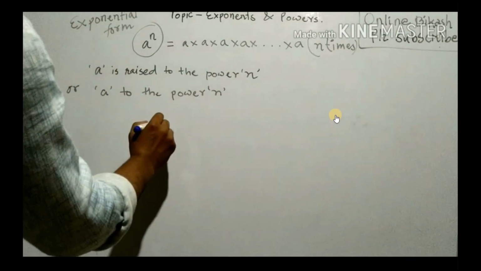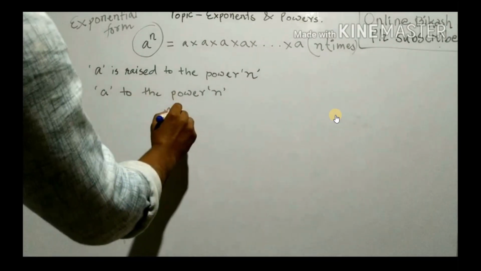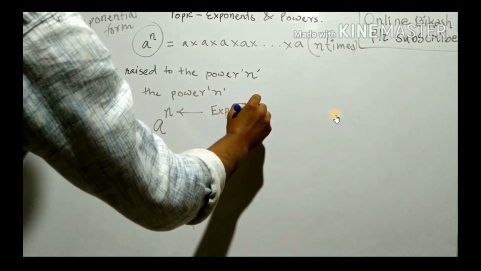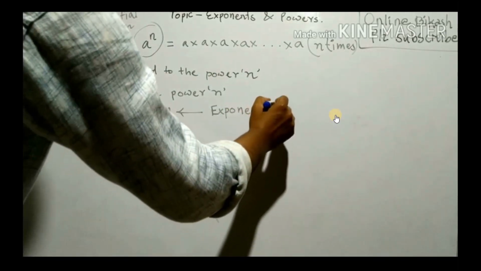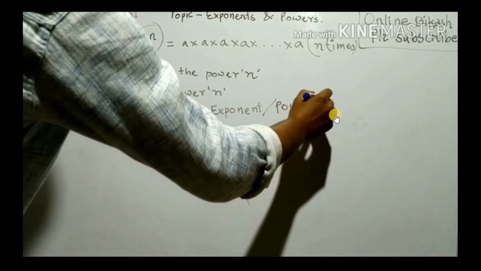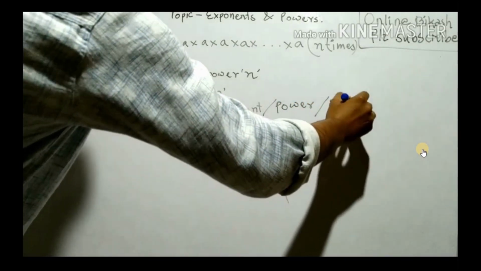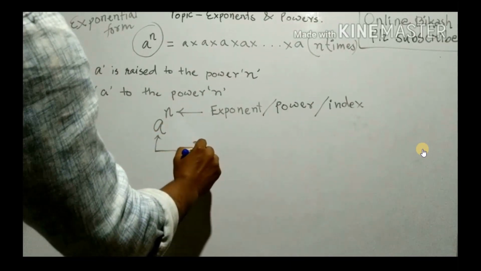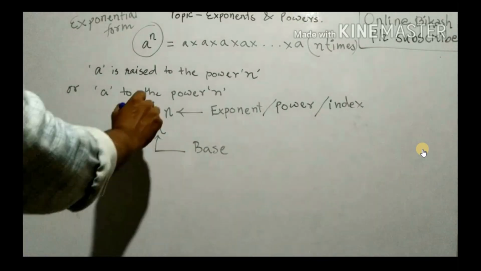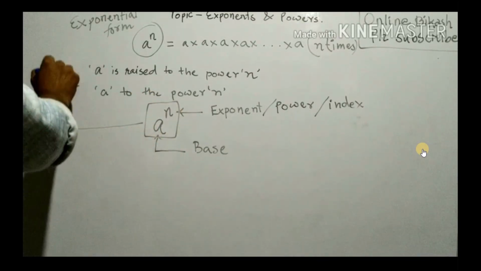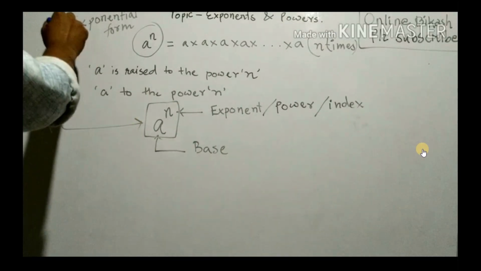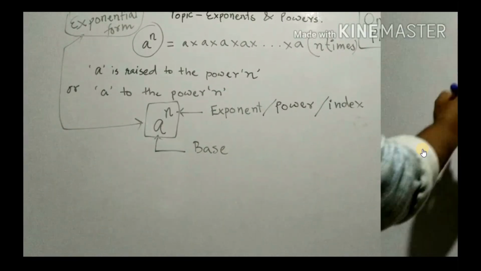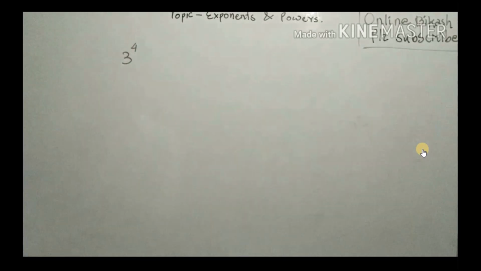Now let us try to understand this n. This n is called the exponent, and sometimes it is also called the power, and sometimes it is called the index. And this a is known as the base, and this a to the power n together is known as the exponential form. Is it clear? Exponential form.